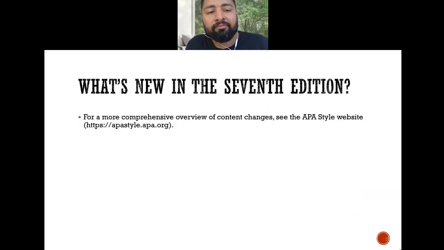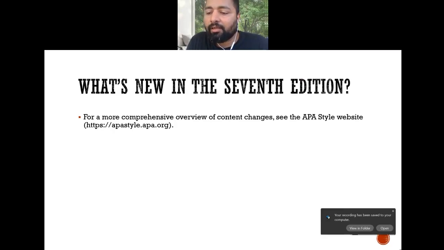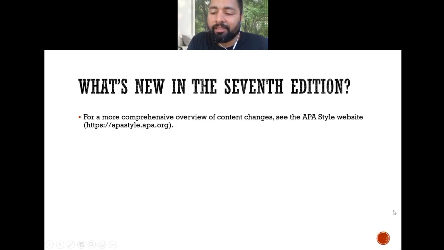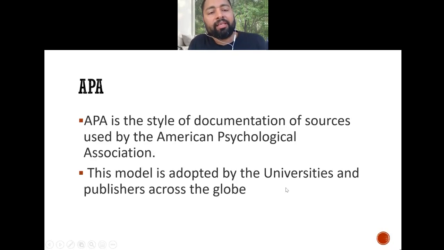Okay, so I have taken this from apastyle.apa.org. You can go to this website for getting more information. APA has produced a 750 page manual, and this manual explains very clearly about the things, with updated information. Okay, so APA is the style of documentation of sources used by the American Psychological Association.